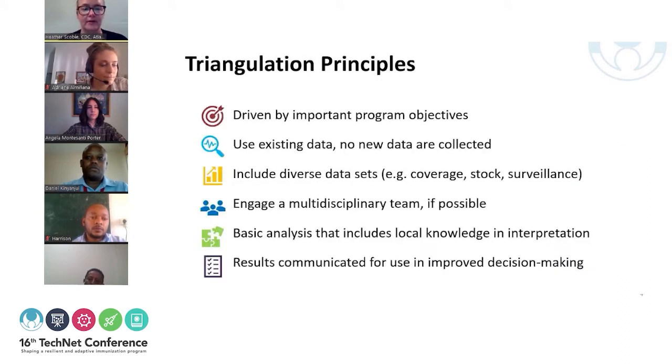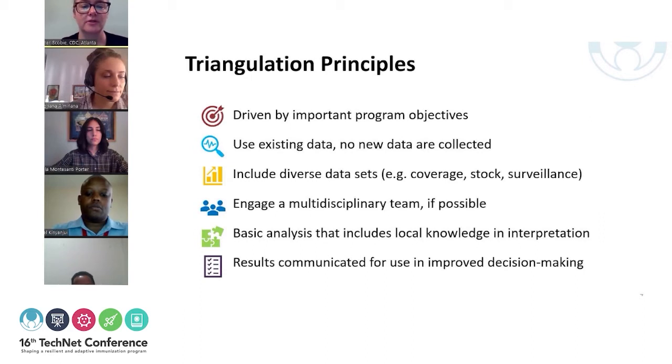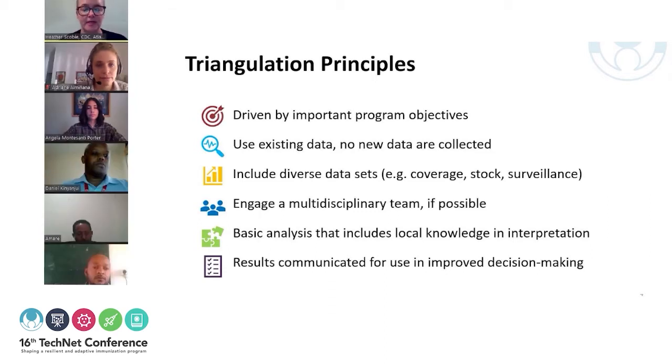We can say that there are different principles of triangulation that you should try to implement. The first is that it should be driven by important program objectives or questions. You should use existing data. No new data need to be collected. You should include diverse data sources, for example, coverage, vaccine stock, and surveillance. Try to engage a multidisciplinary team, if possible, and perform basic analysis that includes integration of local knowledge into the interpretation. Finally, the results should be communicated for use in improved decision-making.